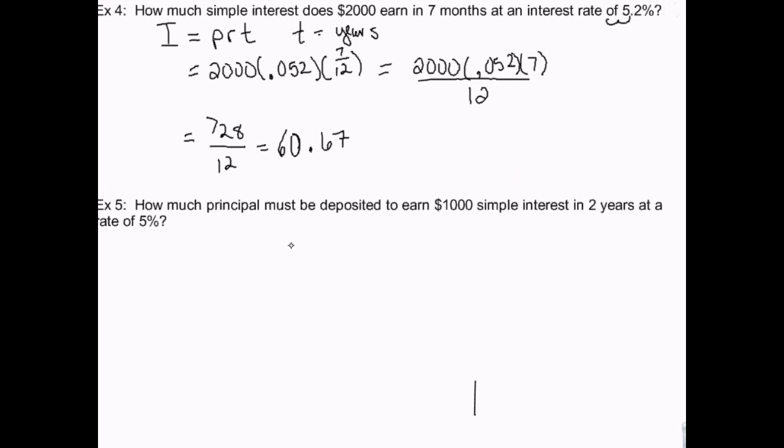Now the backwards approach. We know the interest, we know the time and the rate, but we want to find out how much you have to deposit to earn that much interest. So same formula. But this time I know interest. What I don't know is principal. Rate is 0.05 because again I have to move this 2 places. And then time is 2.